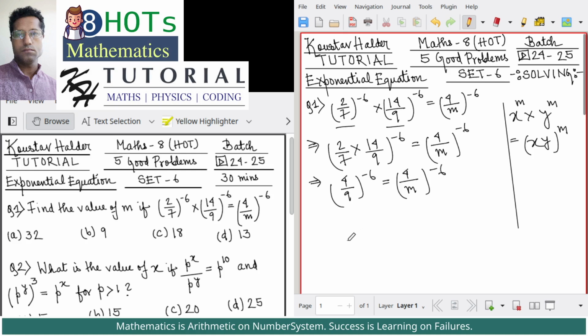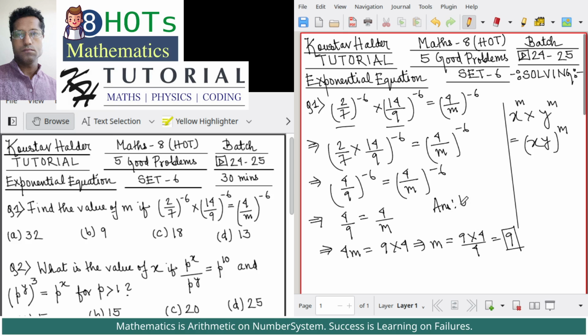Now we see that both the LHS and RHS are single exponential terms with the same power. So definitely we can now equate the base. So we will have 4/9 is equal to 4/m. Doing cross multiplication, I will have 4m is equal to 9 multiplied by 4, and this will imply m is equal to 9 multiplied by 4 divided by 4, which is 9. So the value of m will be 9, and hence the correct choice is B.